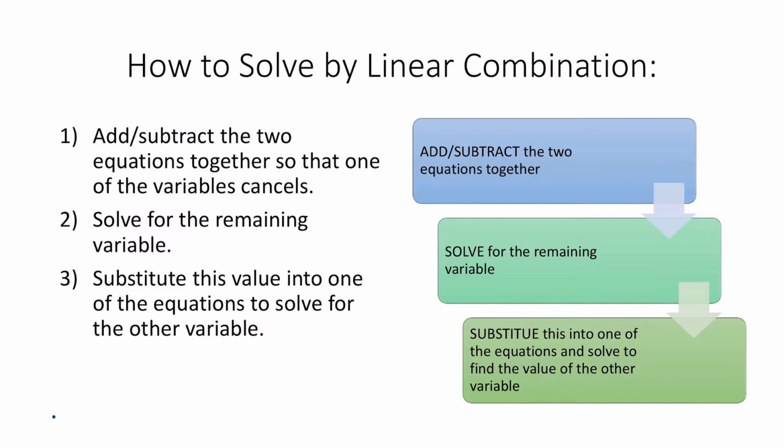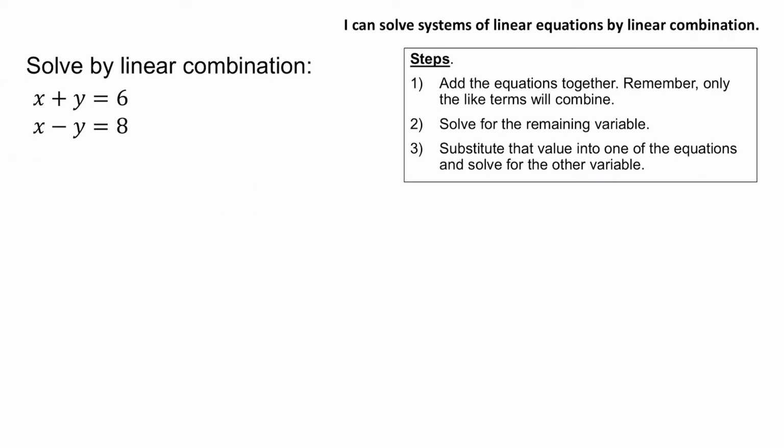You're going to first add or subtract the two equations together so that one of the variables cancels. Then you're going to solve for the remaining variable. Then once we have this value, we're going to take it and substitute it back into one of the equations to solve for the other variable. So let's go back to solving the system by linear combination.